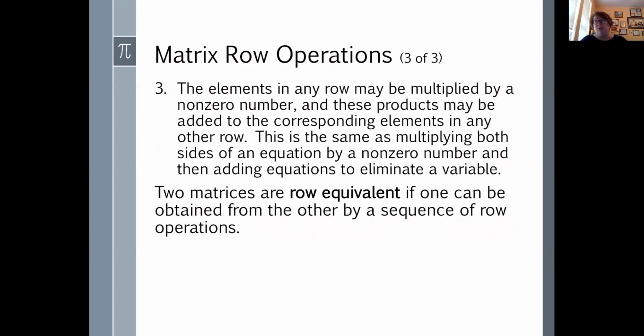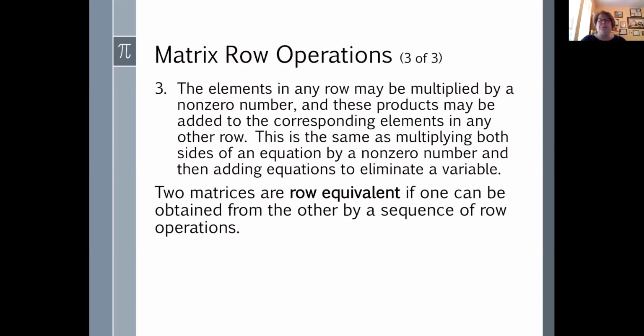The third thing that you can do, and this is the one that's significant, is you can take a multiple of any row and add it to another. And this is very helpful when you're doing row operations by hand to get a 0 in the particular row and column that you need a 0 in.